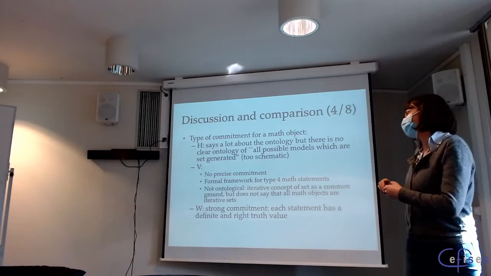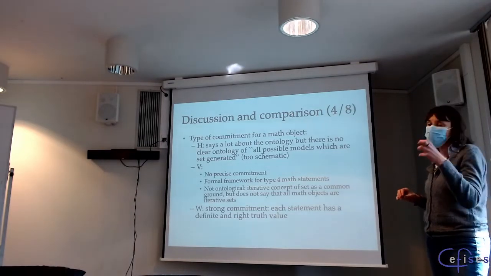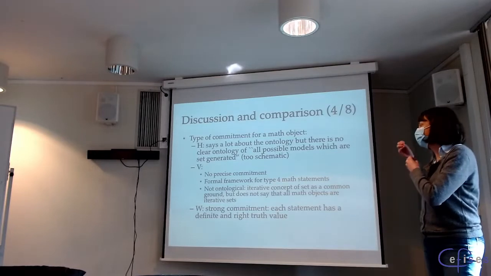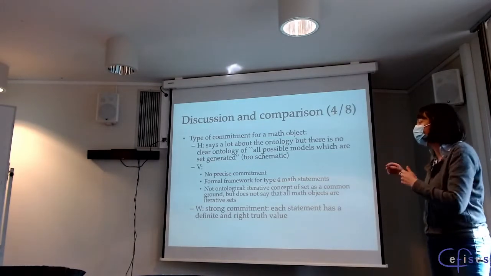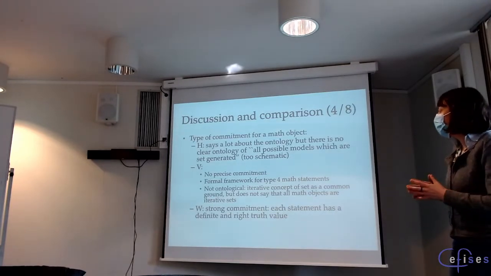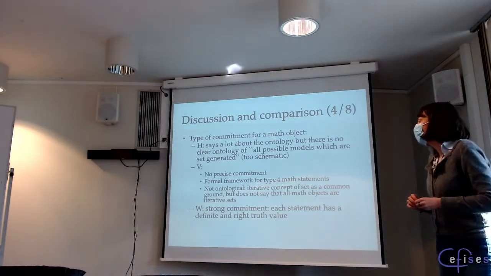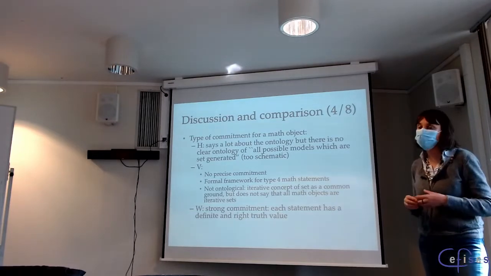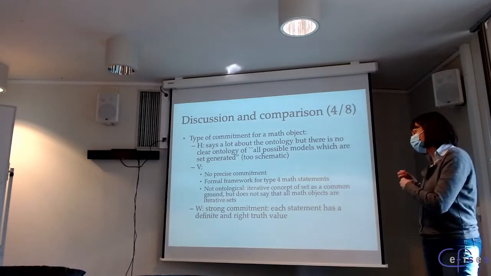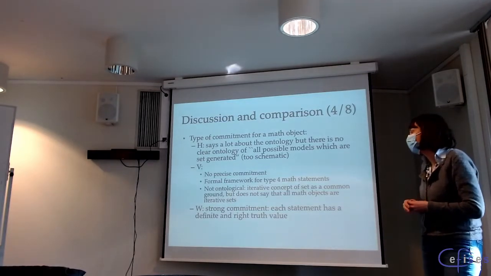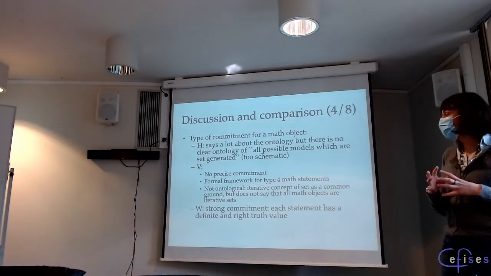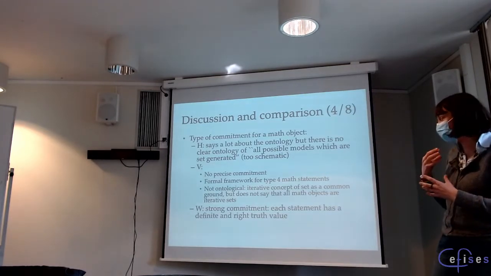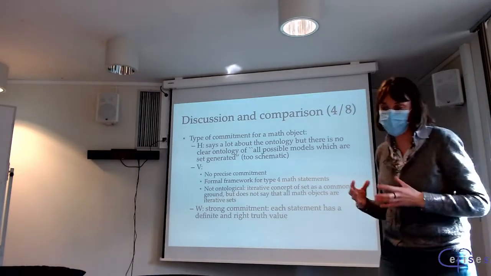For Väänänen, there is never a precise commitment for anything. That's really the formal framework that he wants to give in case, as he says, absolutely undecidable propositions exist. There is no particular ontology. It's based on the iterative concept of set, which is the common ground, but it doesn't say that all mathematical objects need to be iterative sets to develop his point of view. While in the universe view of Woodin, the commitment is very strong and very clear. Each statement has a definitive and right truth value in the correct universe.